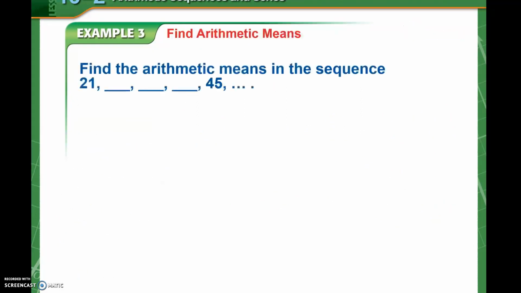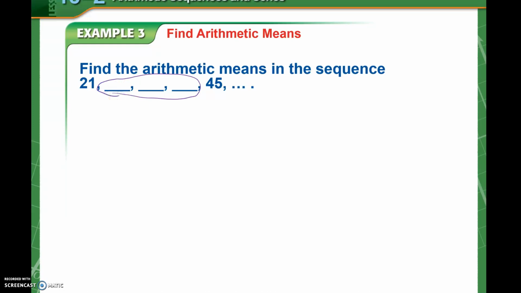You have a lot of content today, so we're going to use that fact. I'm going to show you a couple ways on this one. So what we have here, first term's 21. They added something, got a term, added that same thing, got a term, added that same thing, got a term, and then added again, got 45. So we want to know what are these missing terms.